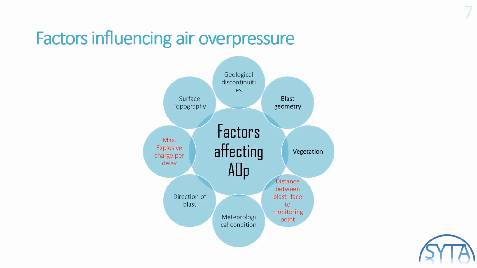The factors influencing the air overpressure. There are some factors which affect the air overpressure. The factors are as follows. The first factor is the geological discontinuities, second is the blast geometry, third is the vegetation, fourth is the distance between the blast face and the monitoring point, and next is the meteorological condition, and then the direction of the blast. After that, the maximum explosive charge per delay, and at the end is the surface topography.